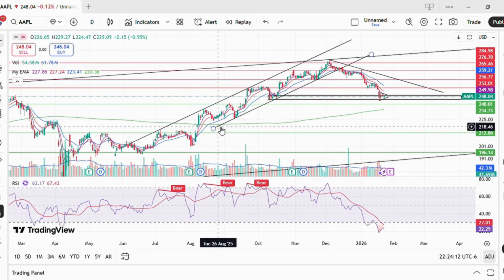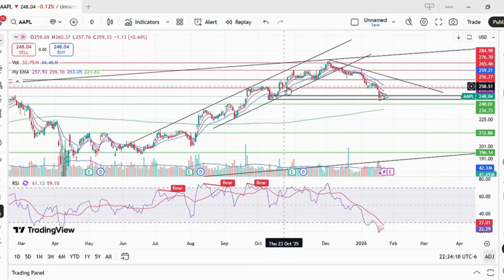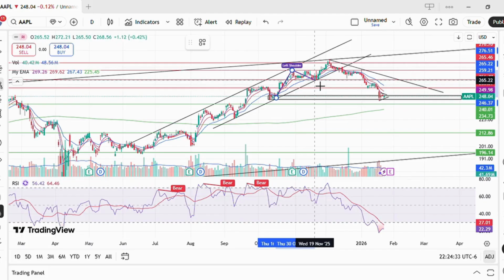Looking at the Apple chart, Apple was trading on this uptrend and it broke down on December 15th. Then it formed a head and shoulder pattern. Breakdown.